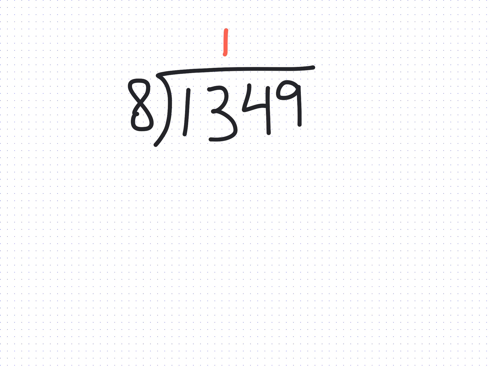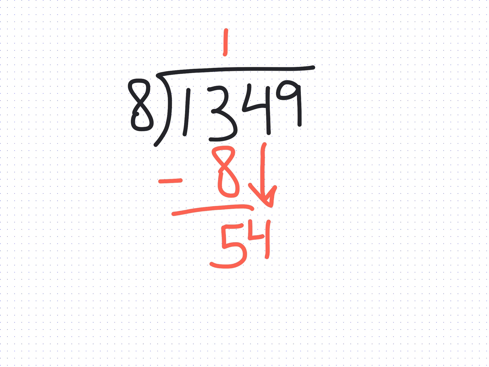Now remember when we are doing our multiplication, so we just divided, now we do our multiplication. We take this number over here and we multiply by this number right here. Okay, so that comes out to be 8. Now we do our subtraction. So 13 minus 8 is going to be 5. Then we bring down our 4. And we start back over with our division.